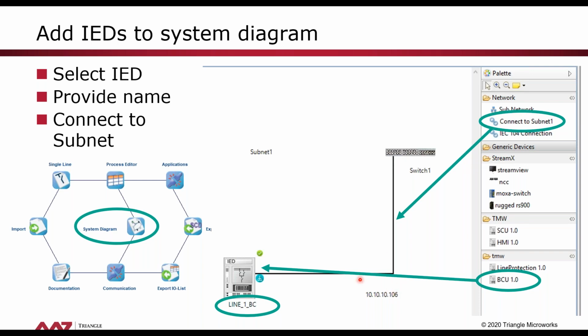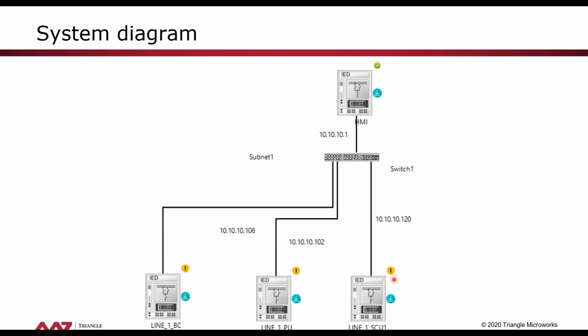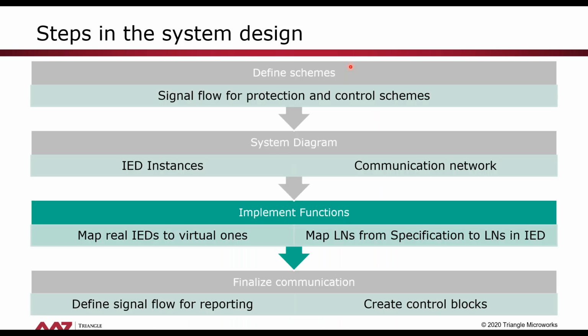We connect it to a subnet that we have created, represented here by a switch, and we also assign an IP address. At the end of that step, we have our system diagram with an HMI, with a protection unit, the switch control unit, a bay control unit, all then connected to the same network with various IP addresses. Now that we have all the devices in the system, we go to the next step.